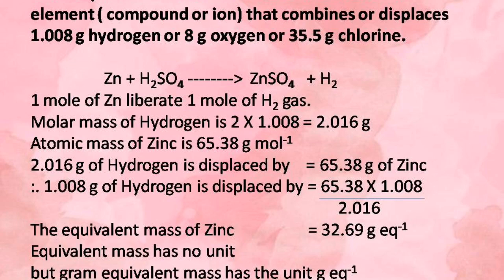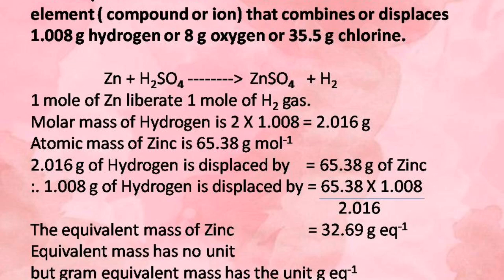We already saw in the previous slide that using hydrogen, oxygen and chlorine is not convenient to calculate the equivalent mass of other substances. So that is why we use gram equivalent mass in the formula, molar mass divided by equivalent factor. Now, according to the definition, we are going to see how the equivalent mass is calculated.